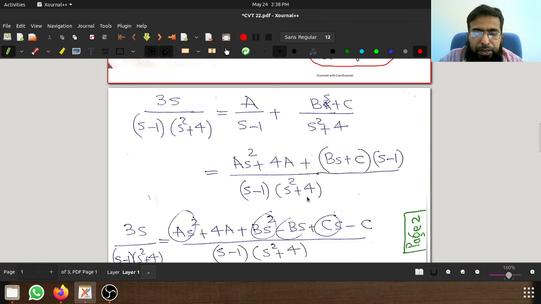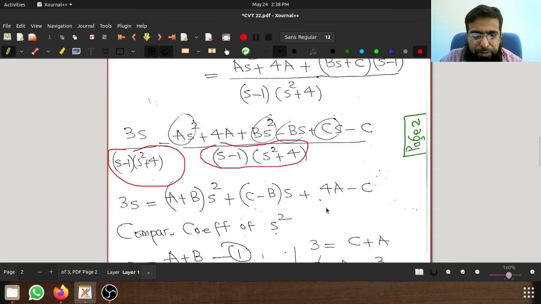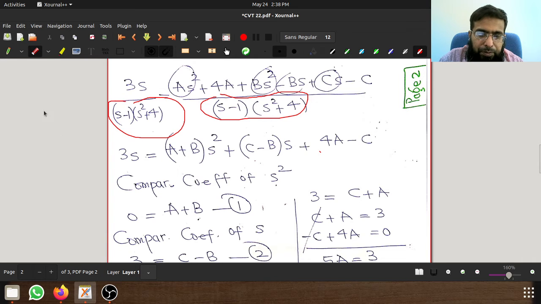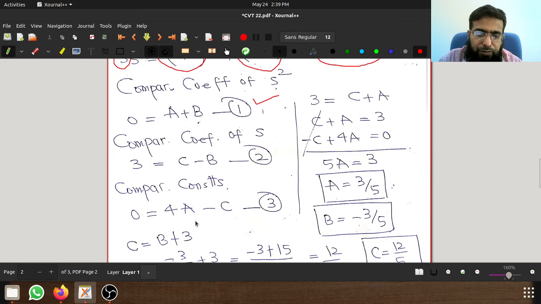And then we take the LCM, (s minus 1)(s squared plus 4), and multiply the numerators accordingly, and we solve until we reach here. There is another interesting observation: the two fractions are equal and their denominators are also equal, therefore their numerators have to be equal. So we put them equal, and now we are able to compare coefficients. First we compare coefficients of s squared. A plus B is the coefficient of s squared on the right hand side, but on the left hand side we have 0. So A plus B is equal to 0. This is equation number 1. For s we have C minus B on the right hand side, and 3 is the coefficient of s on the left hand side. So C minus B is 3. For constants it is 4A minus C on the right hand side, but on the left hand side we have 0. So 4A minus C is 0.